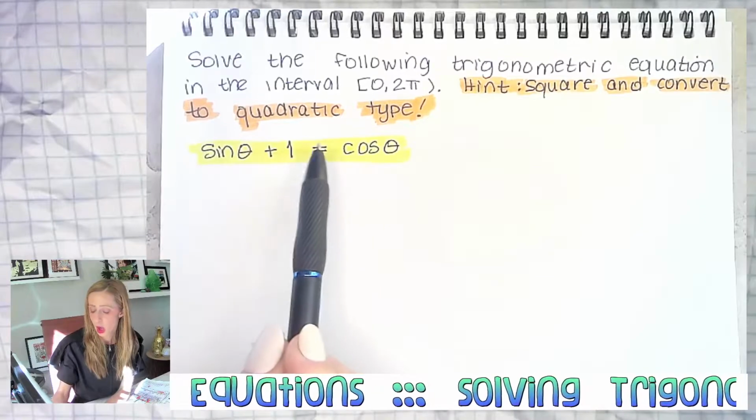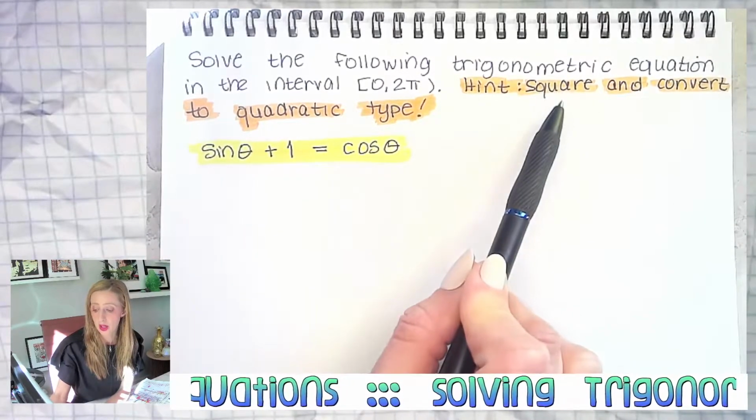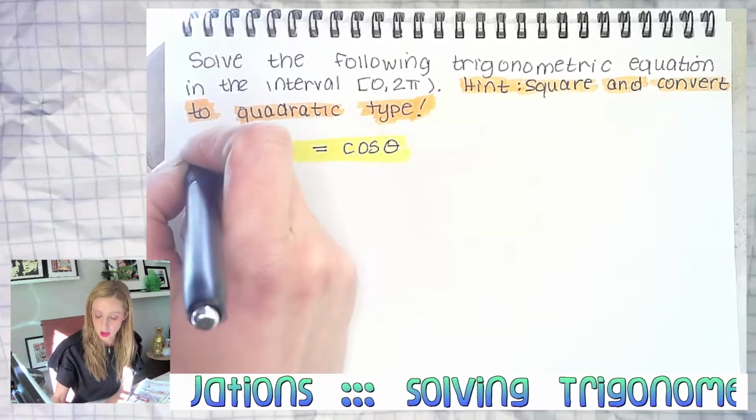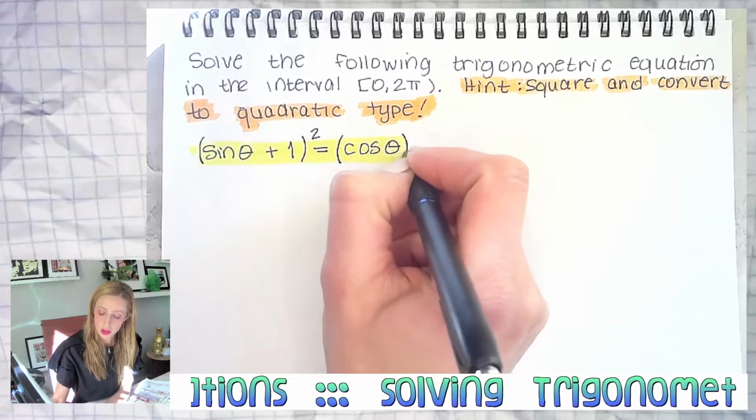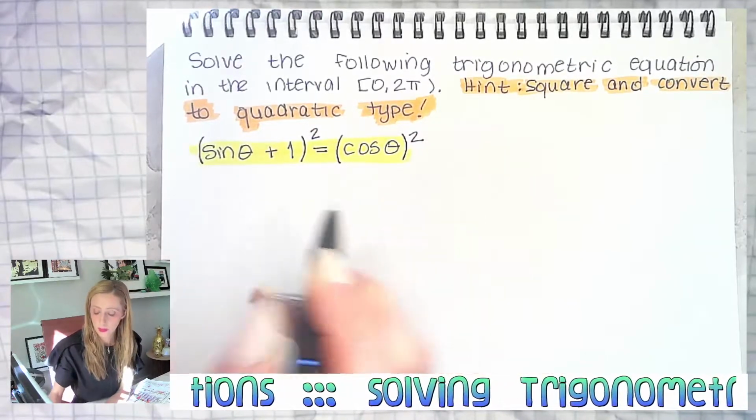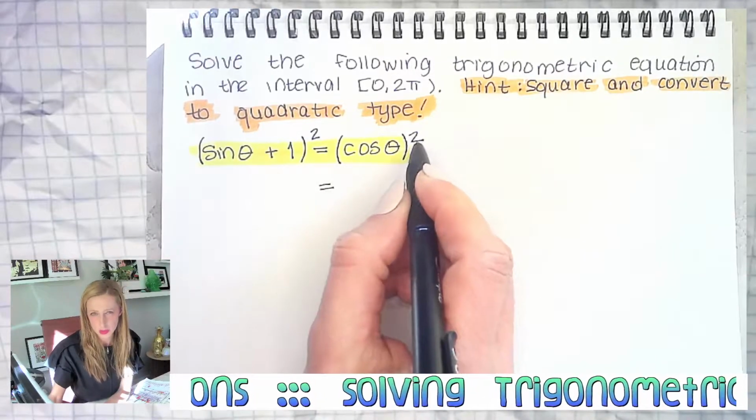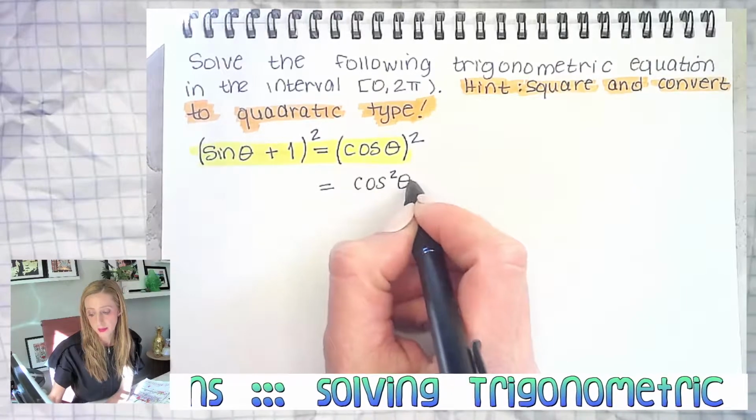From here, as the hint states, we're going to square and convert to a quadratic type. If I square both sides of the equation, whatever you do to one side, you have to do to the other. The right side's the easy part. Cosine of theta quantity squared, well, that's just cosine squared theta.